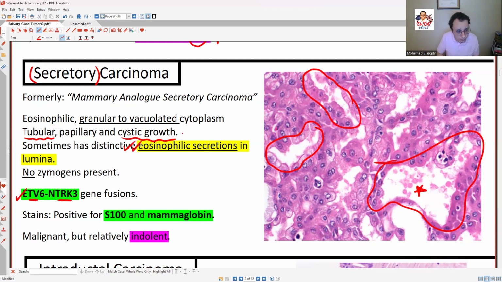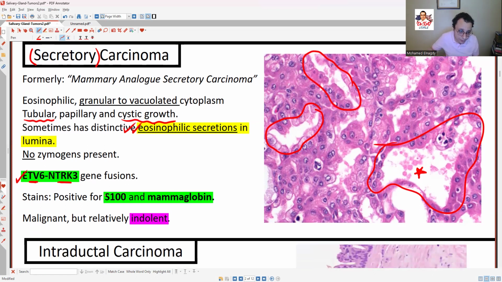There is no zymogens because the zymogen is a characteristic of acinic carcinoma, as we will mention later. And for the immunos, this tumor is characteristically positive for S100. Remember this. It's positive for S100 and positive for hemoglobin.